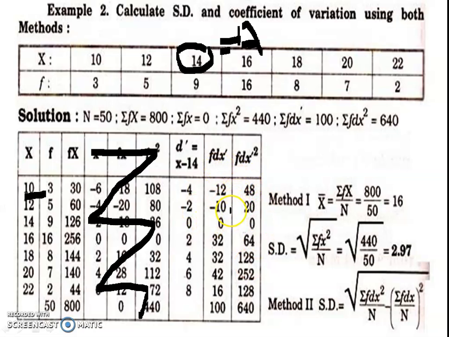Now what is d square? We take the deviation from the assumed mean squared: minus 4 square is 16, and 16 into f means 16 into 3, which is 48. This way we find f d square. Then we put all the values in the formula. You can do this example as homework.